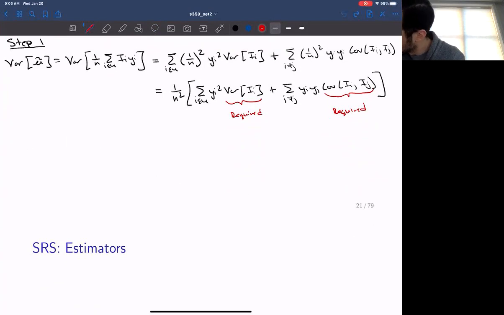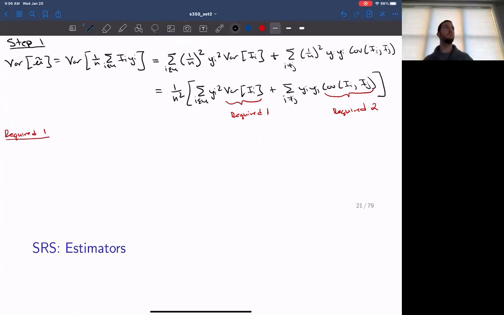Let's just give this another little name. So we'll call this required 1, and we'll call this required 2, just so that we can differentiate between them. So we'll go in order, and we'll start with the first one. All right, so give myself a little bit of space here. So this will be required 1.